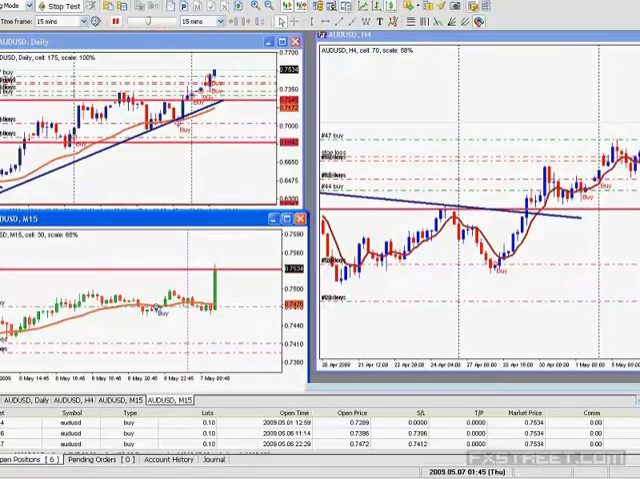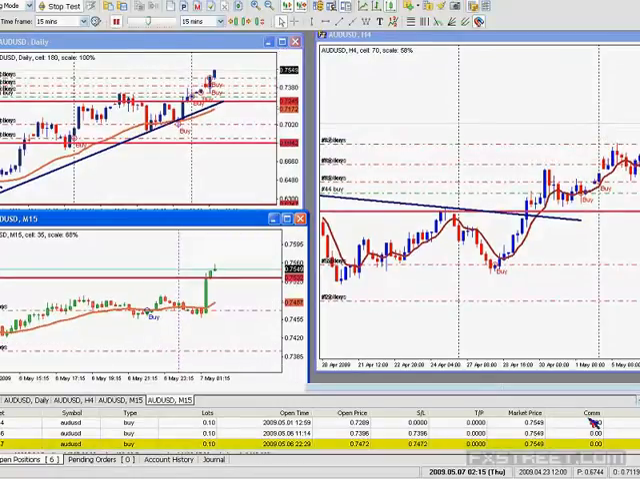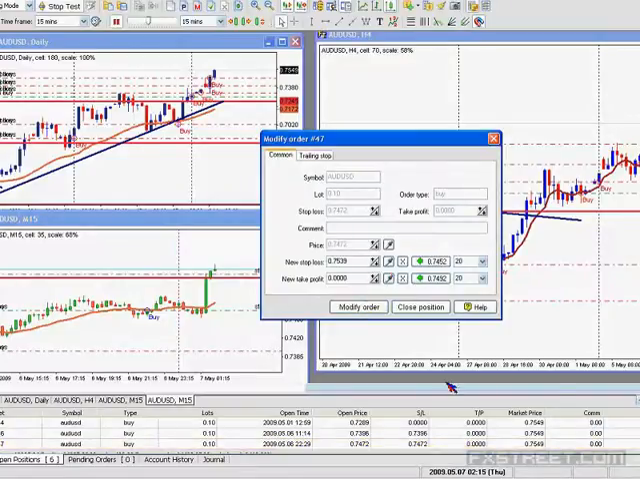Okay, the spot trade is over, so what do you do with your stop? Take your stop loss and you put it right underneath price. You're effectively exiting the trade, aren't you? And we let it go.